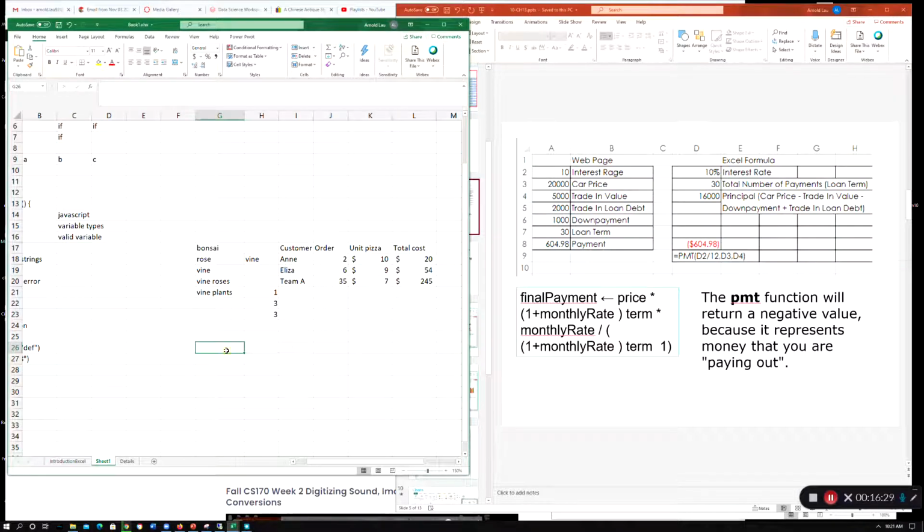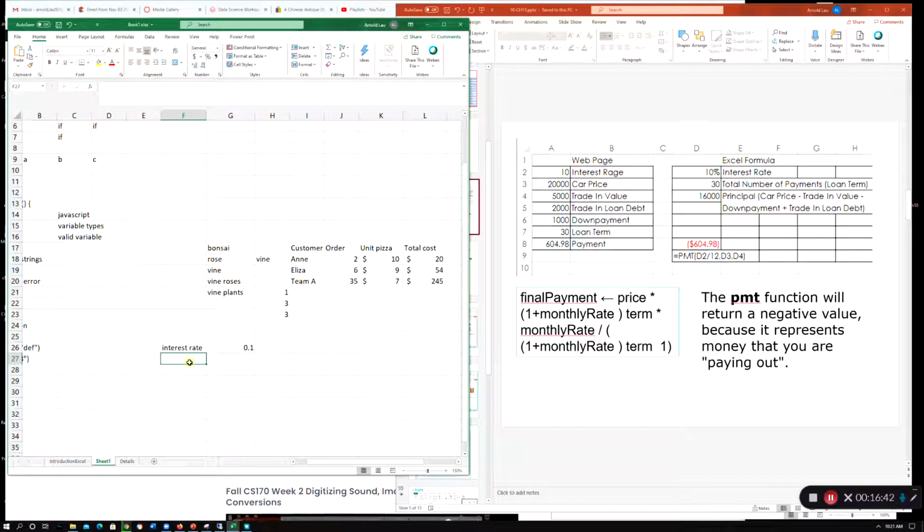Okay, so 10%, so let's say 0.1 or 0.10 if you want. Let's say interest, right? And what do we have here? The number of payments. And how much do we want to borrow? We want to borrow 16,000. So 16.